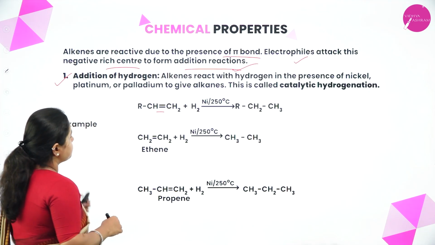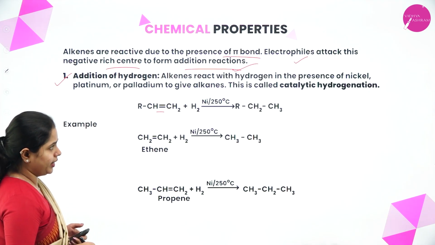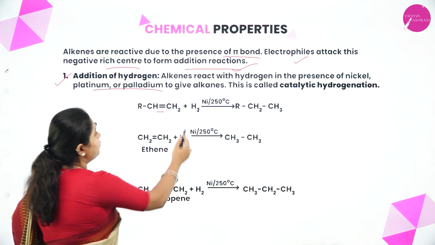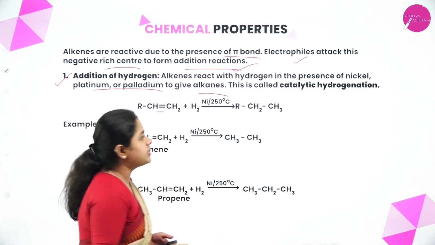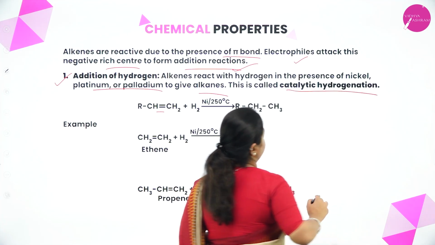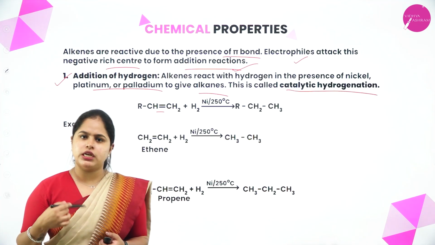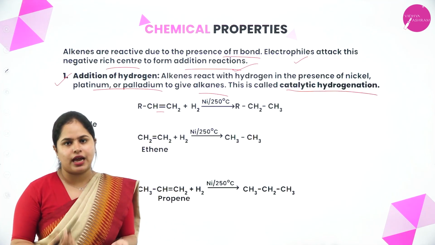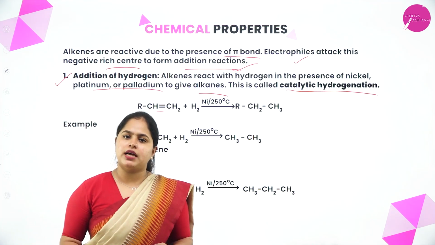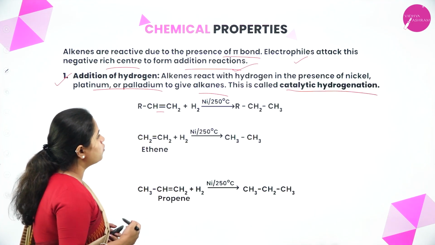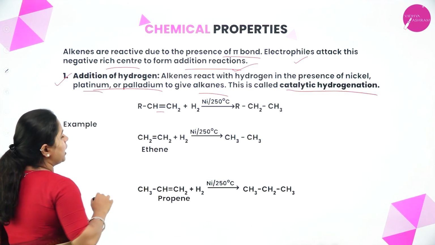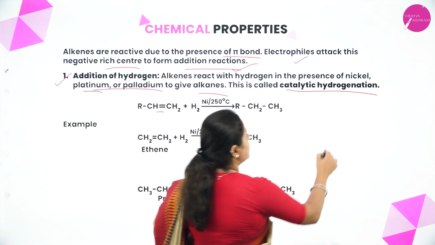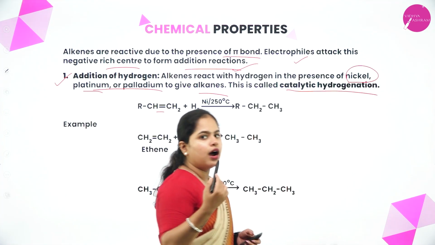Alkenes react with hydrogen in the presence of nickel, platinum or palladium to give alkanes. And this is called catalytic hydrogenation. You already know what hydrogenation is, addition of hydrogen. And why is it written catalytic? Because it is in the presence of a catalyst. Either it can be nickel, platinum or palladium. What you have to remember is platinum and palladium can be used as a catalyst in normal temperatures also. But nickel should be used as a catalyst under high temperature.